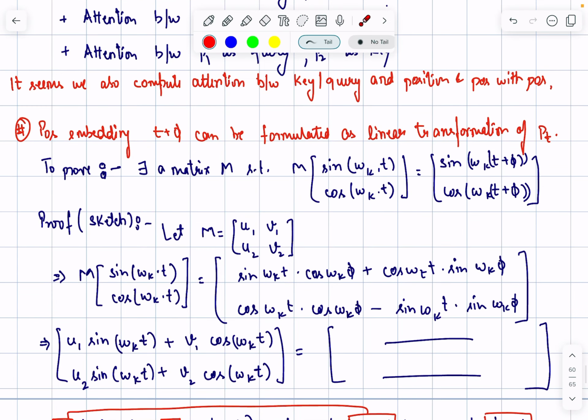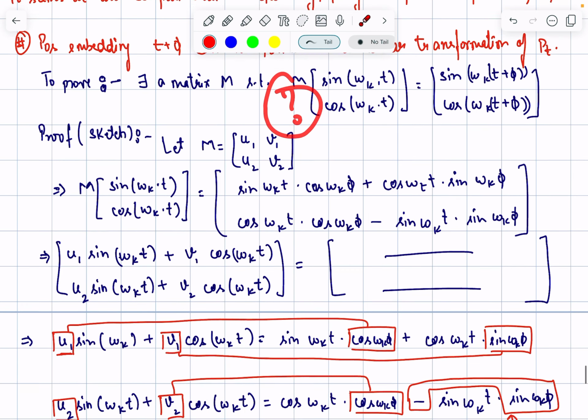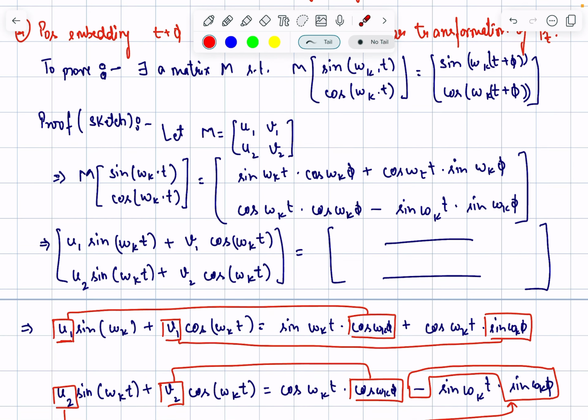Okay, so we have to prove that there exists a matrix M such that M times the positional embedding at t, and we are taking the 2D case here, we have only 2 dimensions of the positional embedding, is equal to the positional embedding at t plus phi. Here we have t, here we have t plus phi, right? Now what should be the value of M? Okay, so I'm going to give a proof sketch here. Let M be equal to u1 v1 u2 v2.